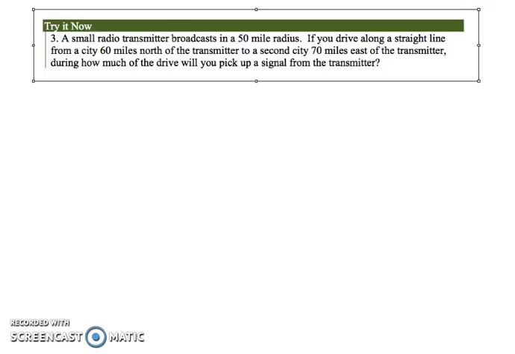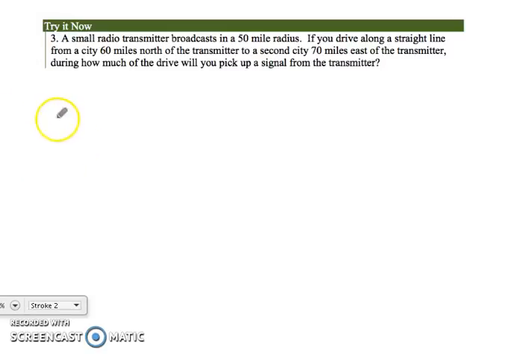A small radio transmitter broadcasts in a 50-mile radius. If you drive along a straight line from a city 60 miles north of the transmitter to a second city 70 miles east of the transmitter, during how much of the drive will you pick up a signal from the transmitter? That's a good question. Now what we'll do is try to give ourselves a little visual here.